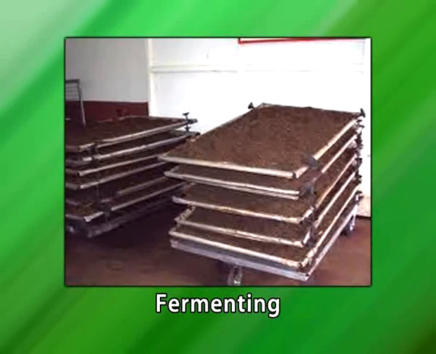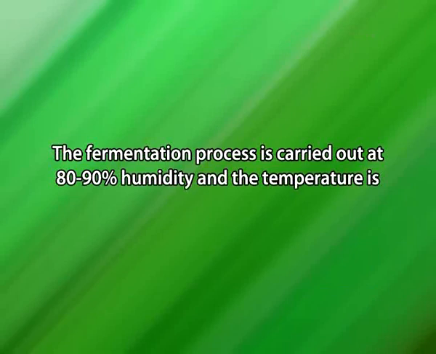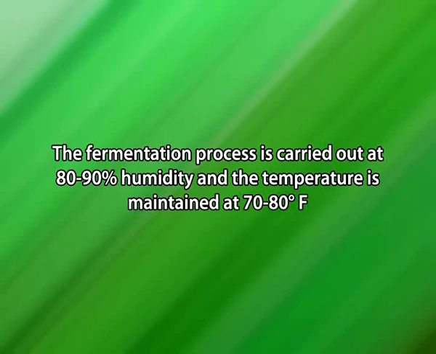Here, the tea leaves are loosely spread out in a layer 5 to 8 centimeters thick for 45 minutes to about 3 hours on fermenting beds usually made of cement, tiles or glass. The fermentation process is carried out at 80 to 90% humidity and the temperature is maintained at 70 to 80 degrees Fahrenheit. The leaves undergo oxidation by exposing to the air at 25 degrees Celsius.